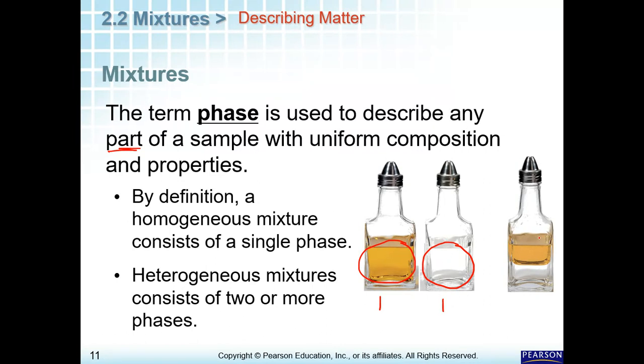But if we look over here in this tube, I can see this part of the sample, and I can see this part of the sample. So there are two parts that look uniform with one another. And so this has two phases, and anything that has two or more phases is heterogeneous. A salad, say you had a salad made up of lettuce, onion, tomato, and croutons, that has 4 phases.